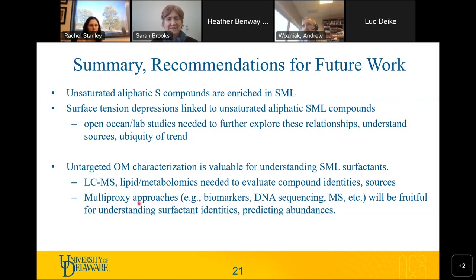And multi-proxy approaches are going to be really valuable for bringing in a lot of the biological information that we can get from next generation sequencing, as well as linking with some of the biomarker compounds that others have measured to really round out our understanding of surfactant properties and composition in the microlayer.